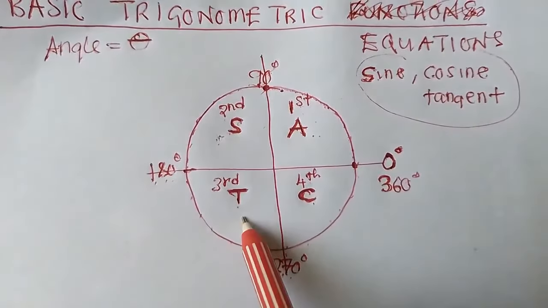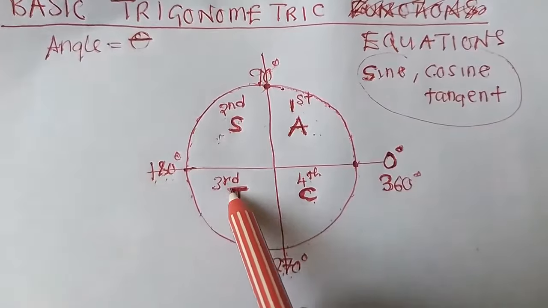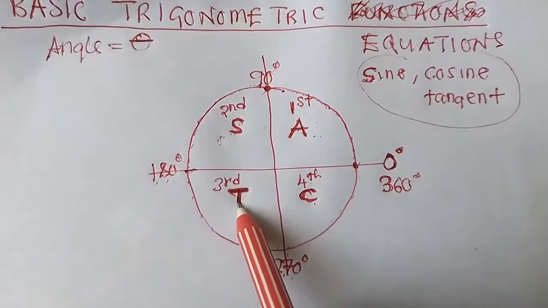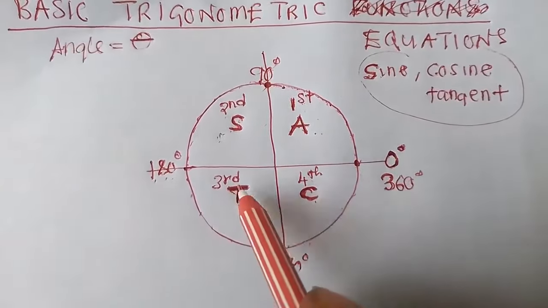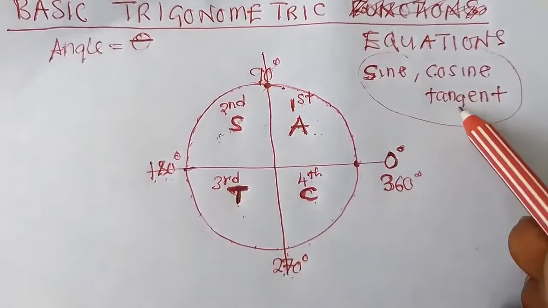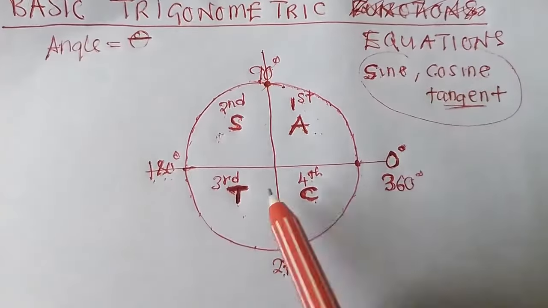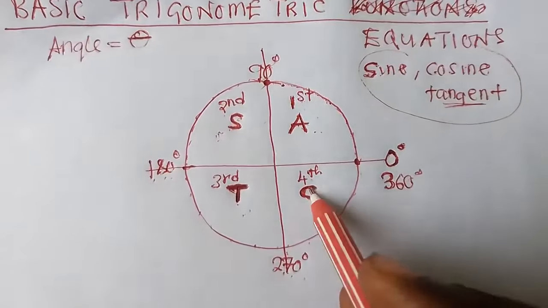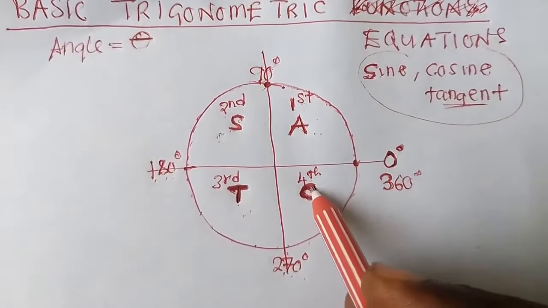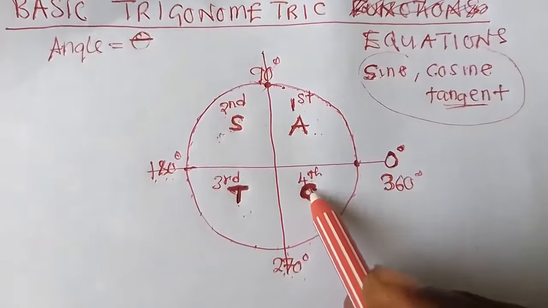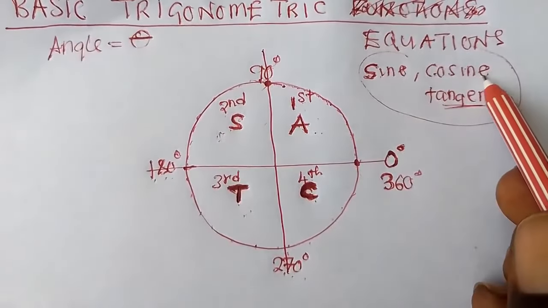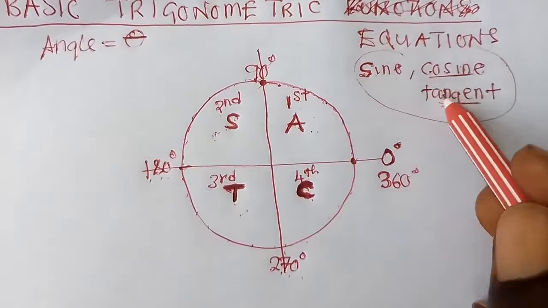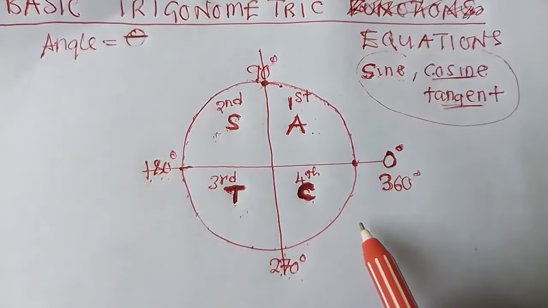I move to the third quadrant. In the third quadrant, there is T. T here is tangent. So only tangent is positive, and the other two are negative here, between 180 and 270. I move to C. C is cosine. So in the fourth quadrant, only cosine is positive, meaning these two are negative.